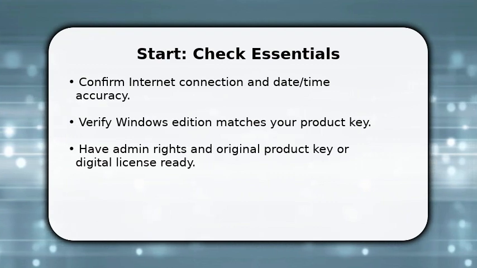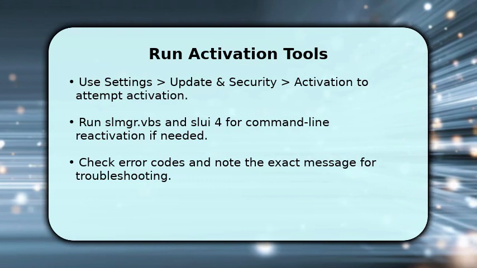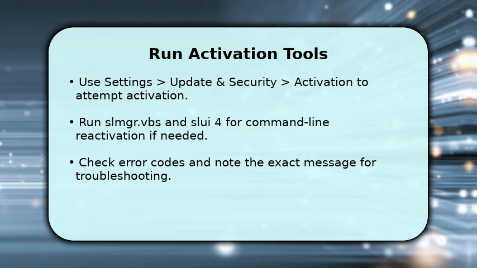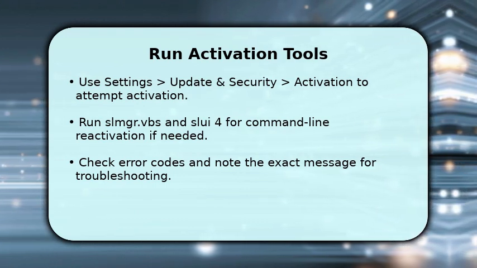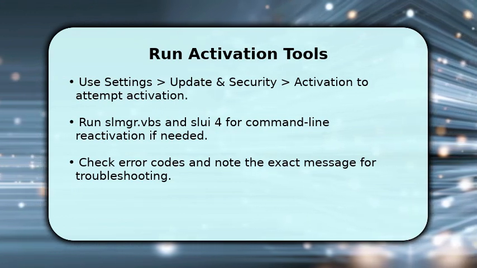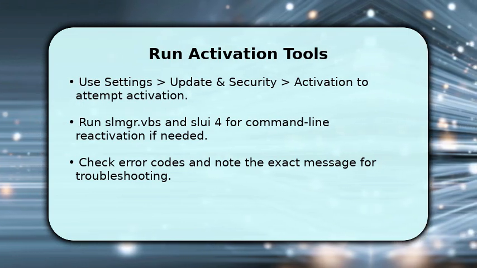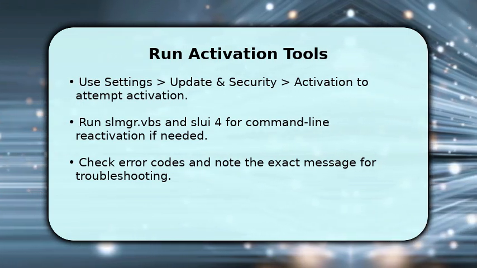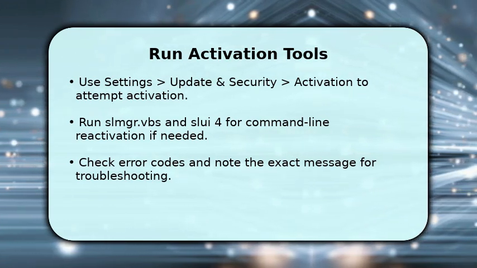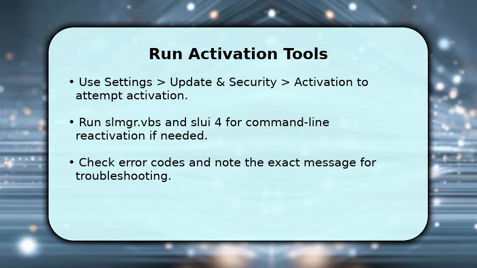Now run the built-in activation flow and command line tools to force revalidation. Open Settings, go to Update and Security, Activation, and click Activate or Change Product Key. If that fails, open an elevated command prompt and run slmgr.vbs /ipk followed by your key, then slmgr.vbs /ato to apply and activate. If online activation still fails, run slui 4 to get phone activation options. Make sure to copy any error codes or messages exactly.